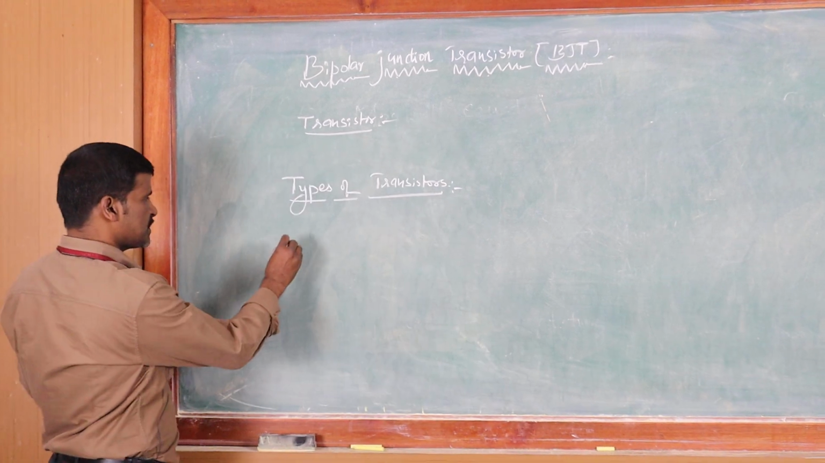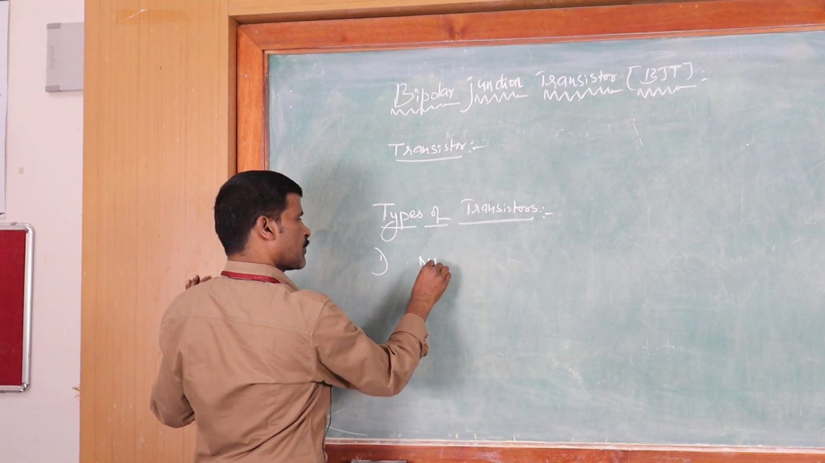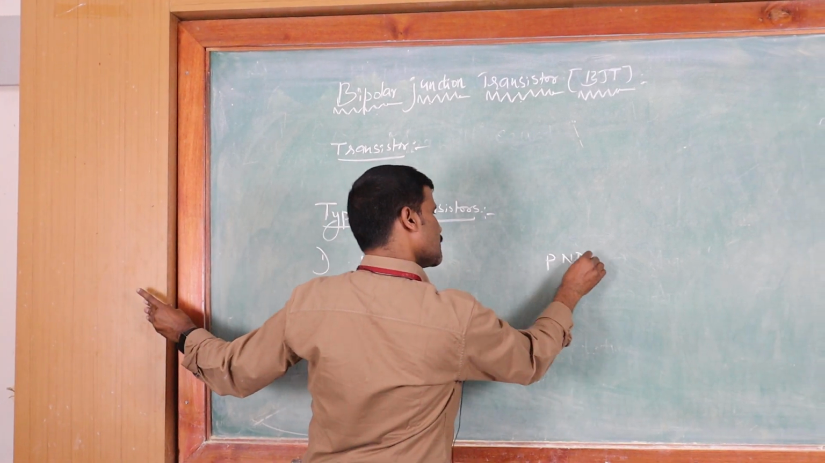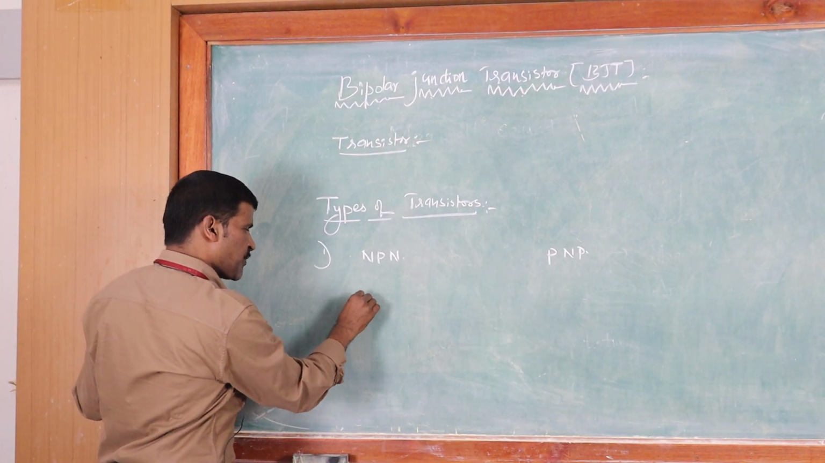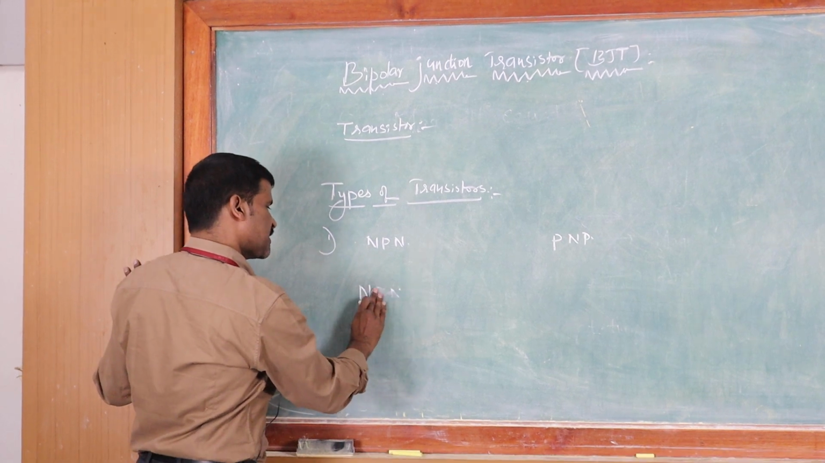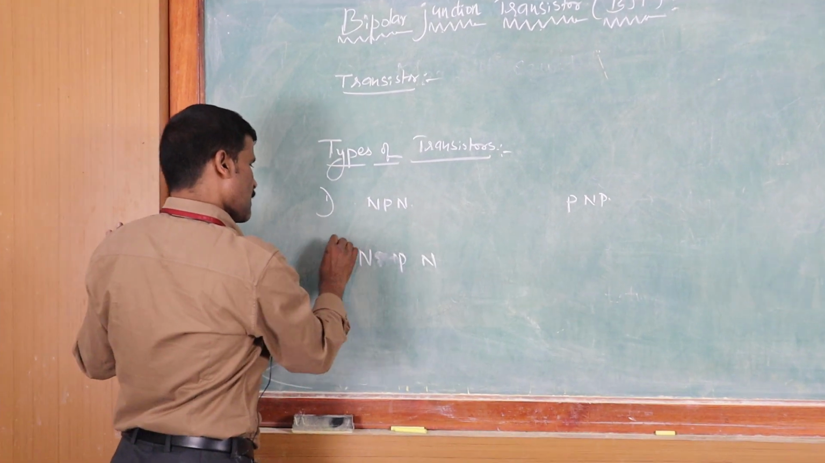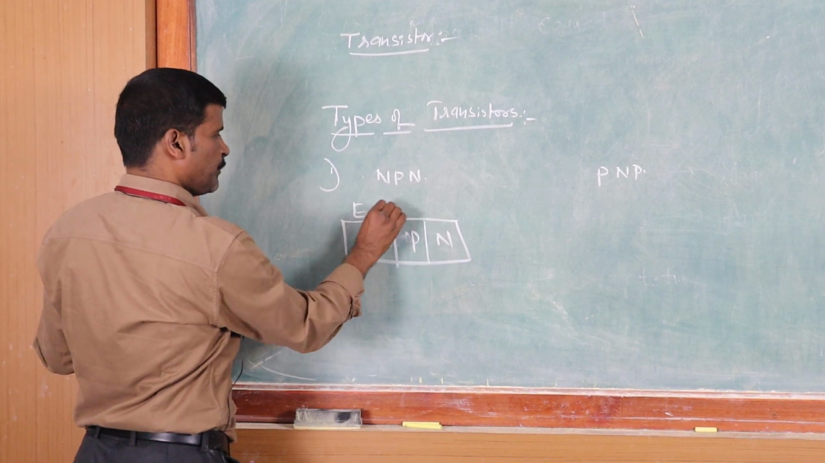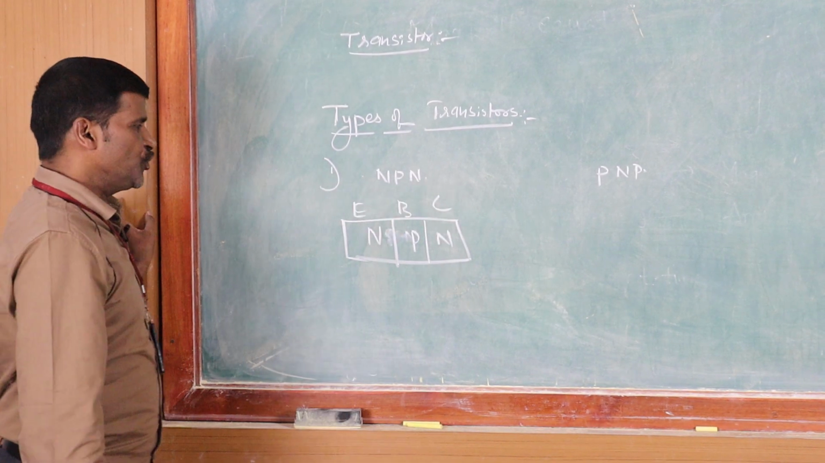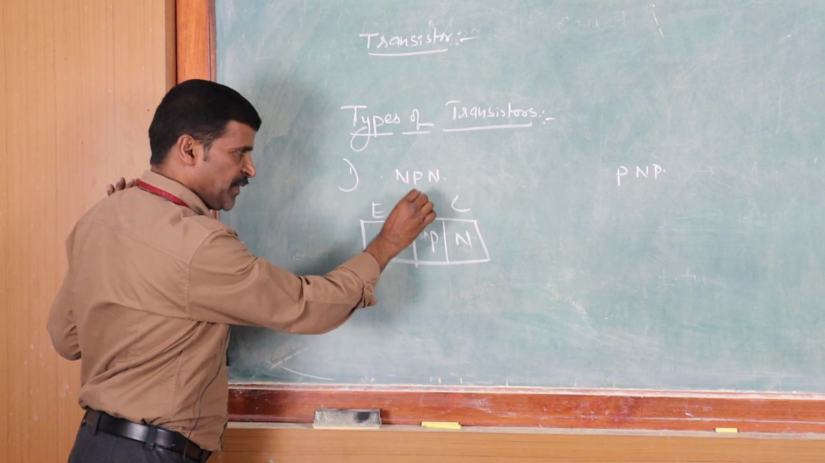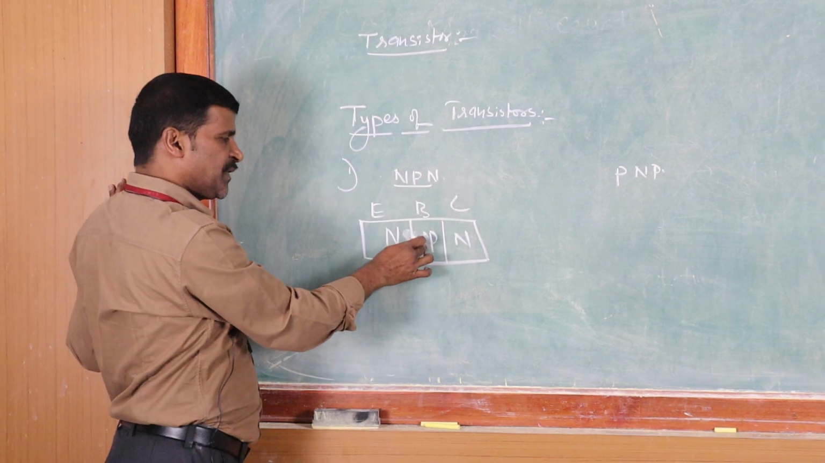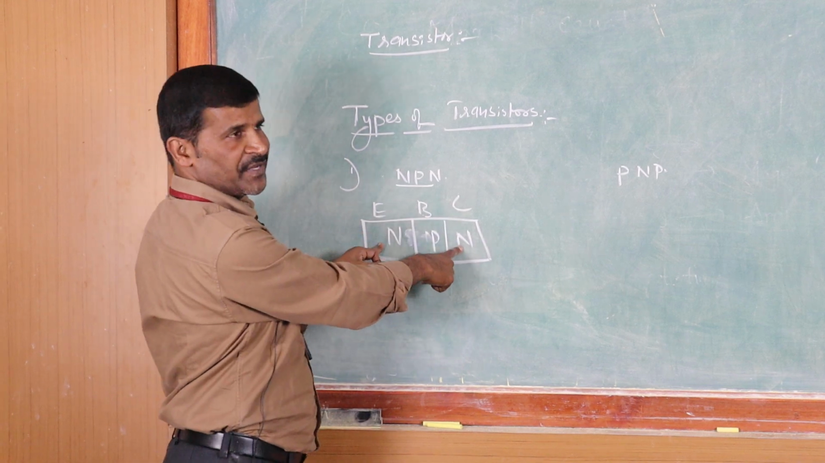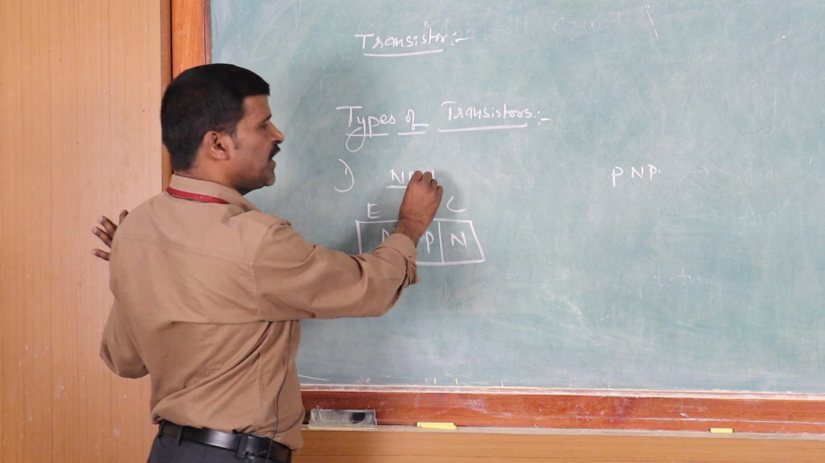We have two types of transistors: the NPN transistor and the PNP transistor. What is the operation of an NPN transistor? The terminals of the NPN transistor are emitter, base, and collector. In an NPN transistor, the P material base is sandwiched between two lightly doped N-type semiconductor bars.